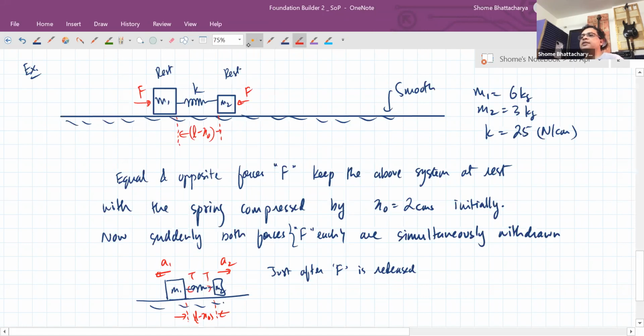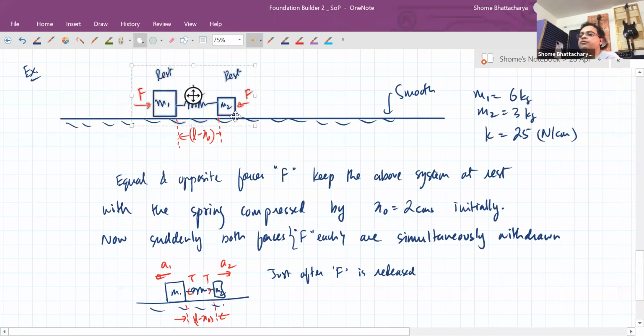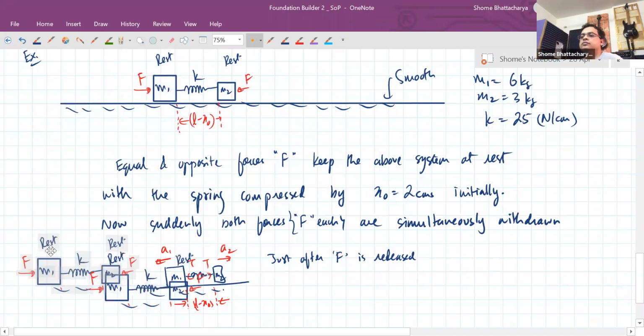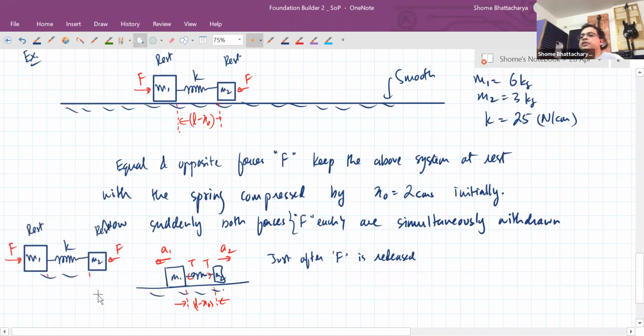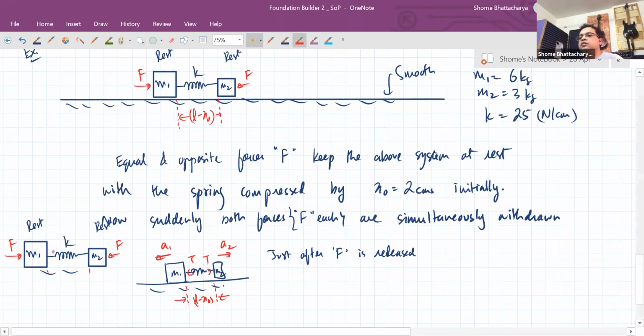Whereas earlier when I was applying this force, the spring was still applying a tension, but the net force on the blocks was zero. Why? Because F was balancing that. So earlier, before I withdrew these forces, this tension was still there. But this was at rest. This was not accelerating. Why? Because F was balancing T, which was equal to Kx naught. This is initially, but the moment I withdraw the forces, now these will start accelerating because that F is gone. So just after F is released, this is the situation.